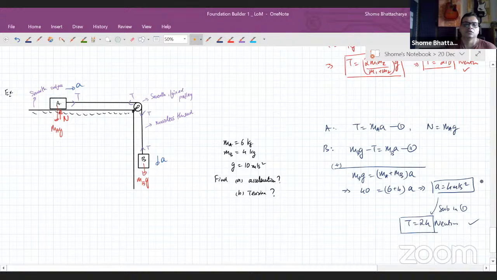Take down this question quickly, and with examples like this you will gradually understand very easily how to solve systems based on pulleys and blocks and strings. It is again just a matter of applying the free body diagram concept correctly.